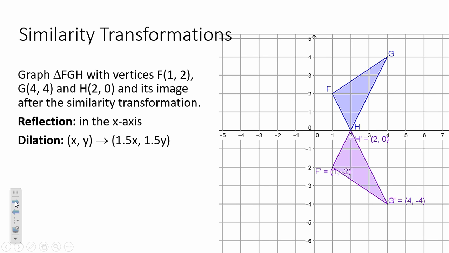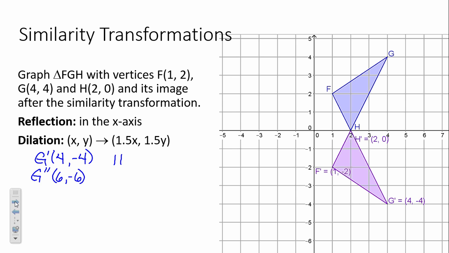Okay, so if we take each of these points times 1.5, our new G prime, when we take 1.5 times 4, we're going to get 6, negative 6. And that's G double prime. Positive 6, negative 6. Took 1.5 times both of those values. Okay?